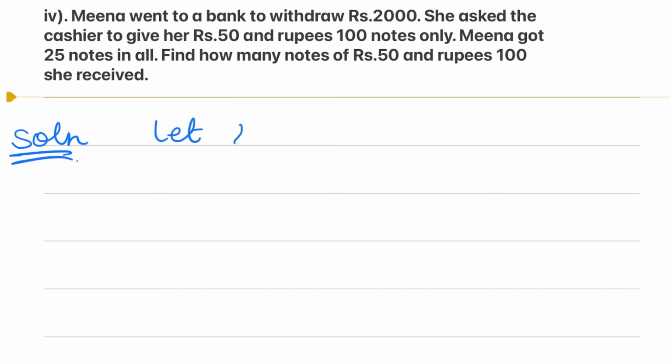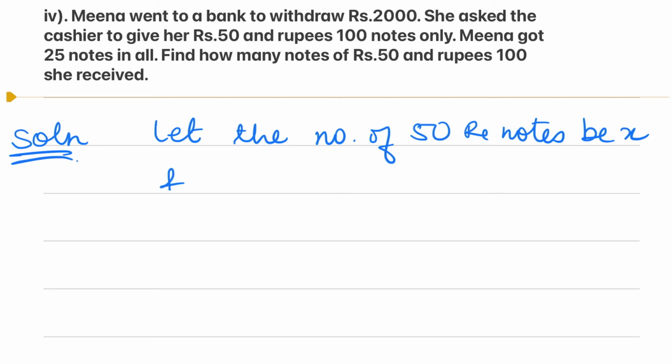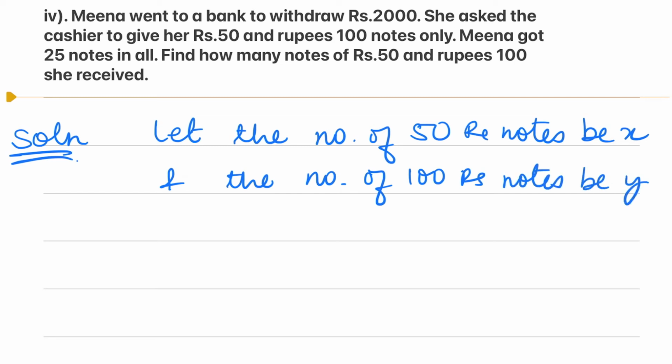So let the number of notes, whatever has been asked, that only we can assume it, right? So let the number of 50 rupee notes be x and the number of 100 rupees notes be y. So total notes is 25, right? So x plus y is equal to 25. That's the first equation.